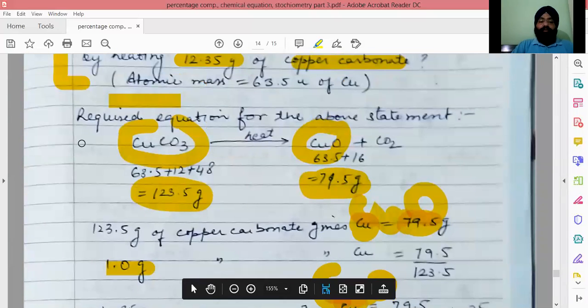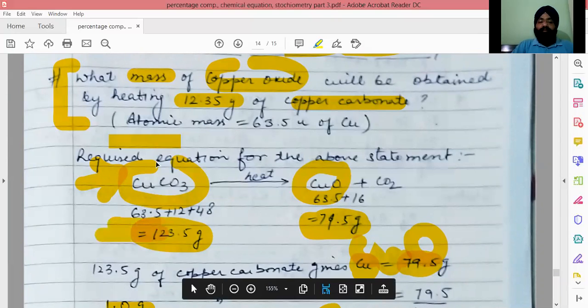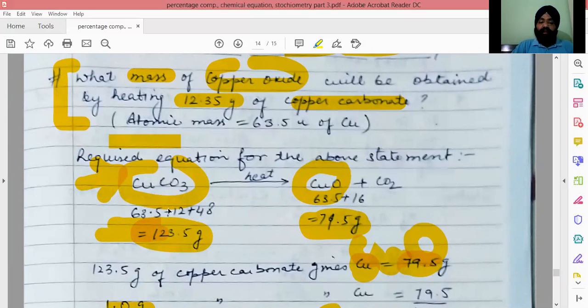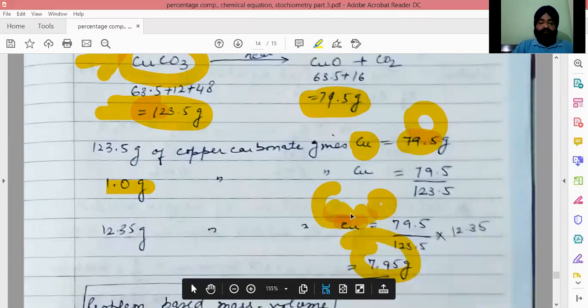The only thing is to write the balanced chemical equation. Then, for this type of problem where we have to calculate mass, we write the molar mass of the species whose mass is given in the question, and the molar mass of the species whose mass is to be calculated. Then we simply equate. This is copper oxide; by mistake it was written as copper.